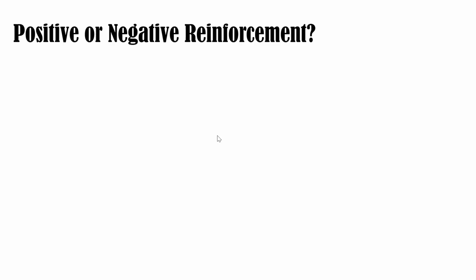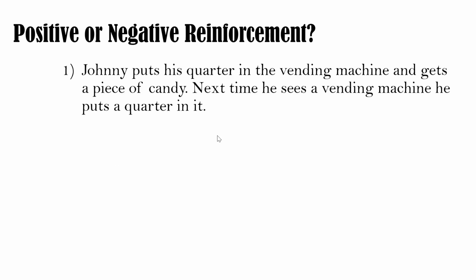Okay, so I'm going to show you some examples. I want you to tell me if it's positive or negative reinforcement. Johnny puts a quarter in the vending machine and gets a piece of candy. Next time he sees a vending machine, he puts a quarter in it. So the behavior is putting a quarter in the vending machine. Is it increasing or decreasing? Next time he sees the vending machine, he puts a quarter in it. The behavior is increasing, so we know it's reinforcement. And what happens after the behavior occurs? He puts a quarter in and gets a piece of candy. So something gets added. So this is positive reinforcement.